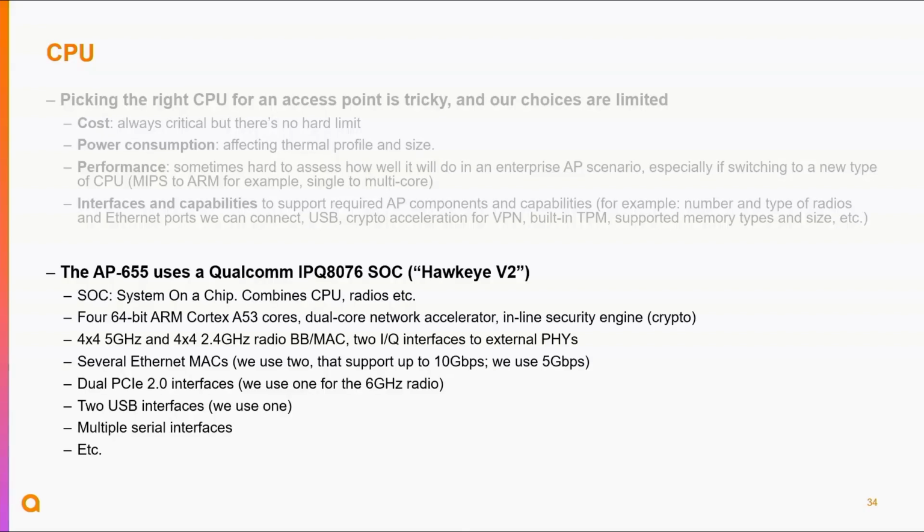So yeah, if you care, we use what they internally call the Hawkeye system on a chip. A system on a chip combines CPUs. There's actually radios as part of that same component integrated and a bunch of other stuff. There's 4 cores. It also has 4x4 radios on both 5 gig and 2.4 gig. This SoC does not have the 6 gig radio integrated in it. That's a separate circuit on the board.